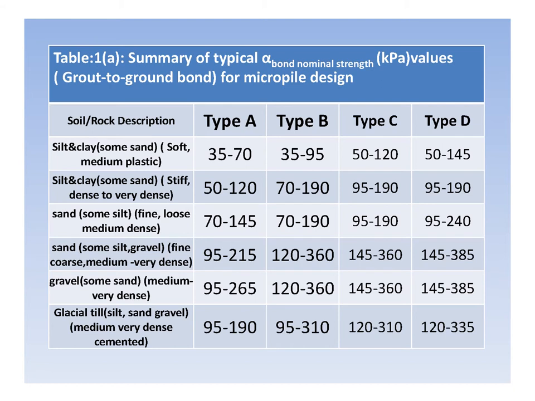So this is table 1A, and you can see a summary of typical alpha sub bond nominal strength in kPa values, grout to ground bond for micropile design. So this is type A, type B, type C, and type D, and we have already discussed these types. And here you can see the soil or rock description. So accordingly, you can pick a suitable value of alpha sub bond nominal strength in kPa from this table.